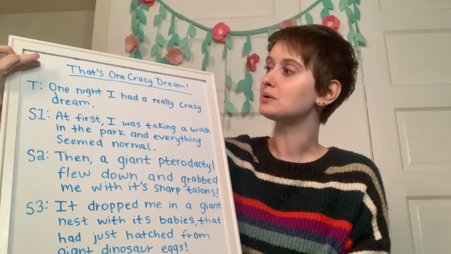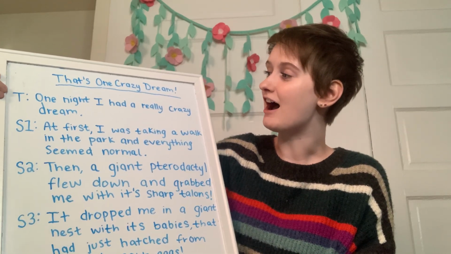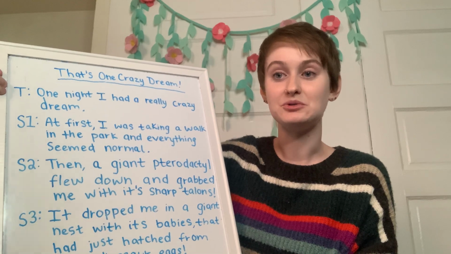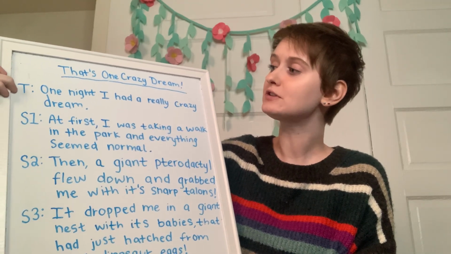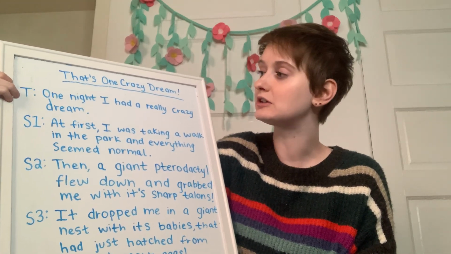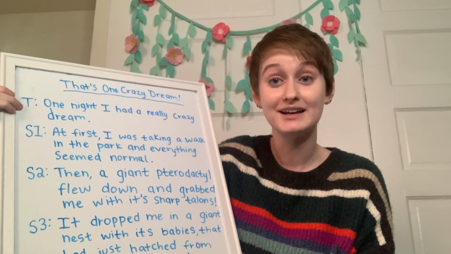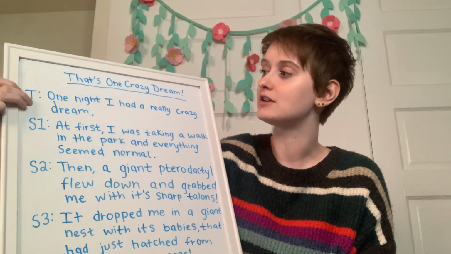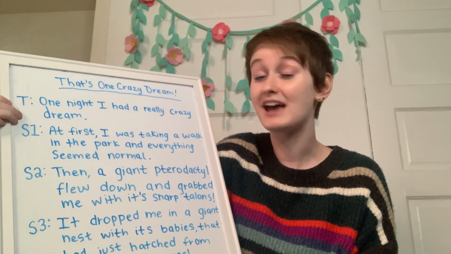So I started with my title, which is "That's One Crazy Dream." And I went ahead and underlined that so you know that it's not part of my story, it's just the title. And so my first sentence is the topic sentence. And your topic sentence is probably going to look pretty similar to my topic sentence. Don't copy it word for word, but it'll be very similar because we're all writing about the same thing today. We're writing about a crazy dream that we had.